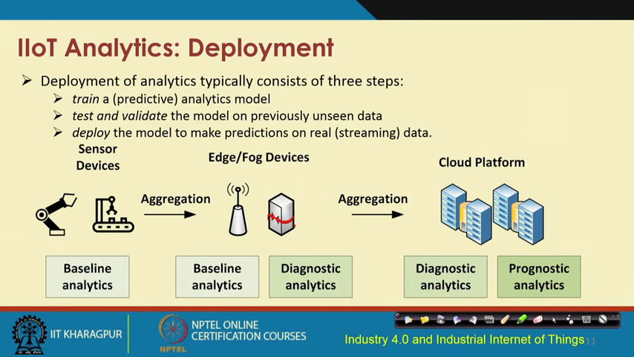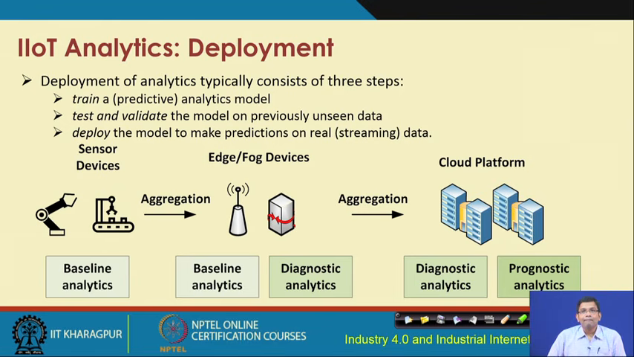Talking about the deployment, deployment of analytics typically consists of different steps. First, you have to train. If we are talking about some kind of predictive analytics, you have to train a particular model, then test and validate that model on some previously unseen data, and thereafter deploy that model to make predictions on an actual data set which is being streamed in real time. So, this is what is going to happen.